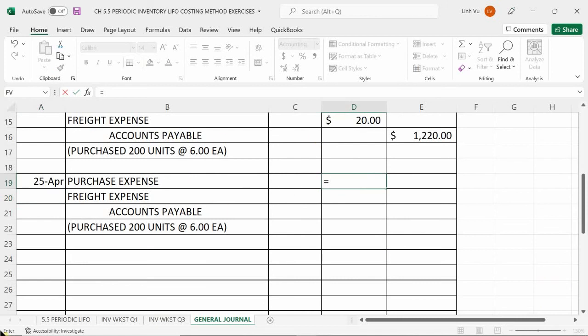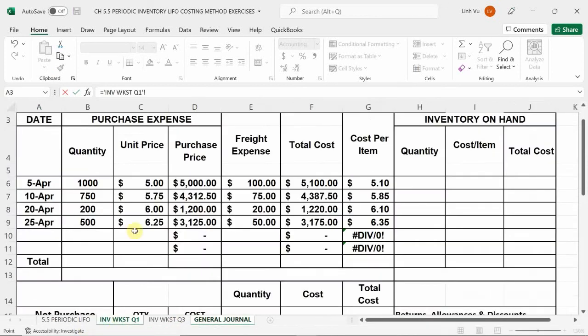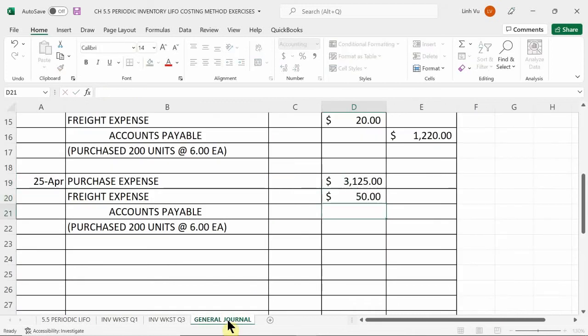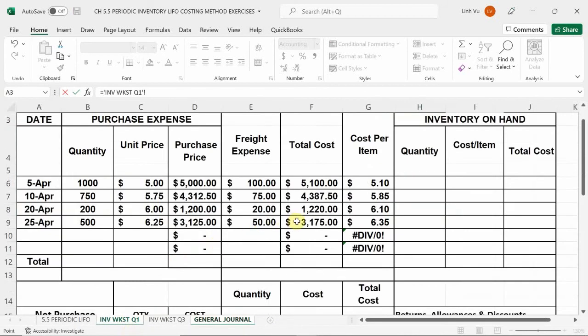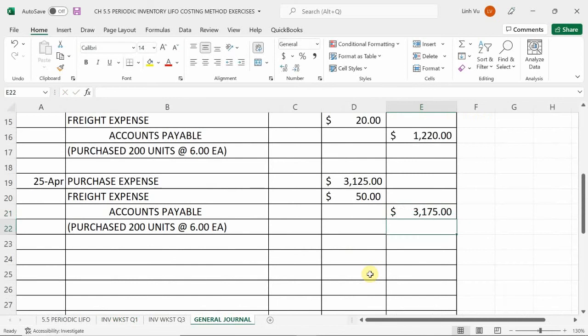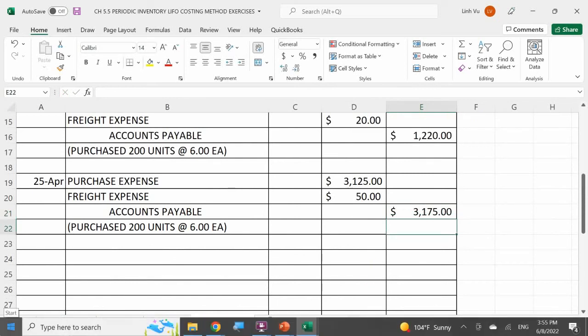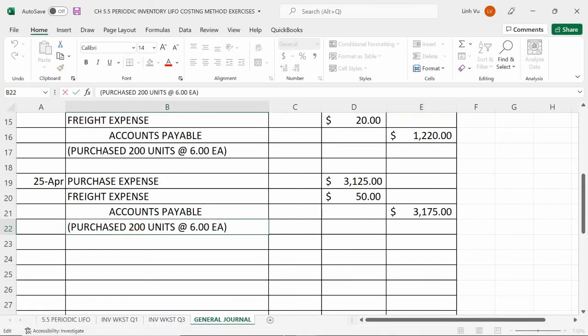Because in this case, I already solved for my purchase price, right? I calculated it to be $3,125 plus $50, right? Should give you the grand total of $3,175. Okay, so in this case, it allowed me to move a lot quicker because I already did the calculation. I don't have to calculate twice. Okay, and I just need to make a few adjustments here, such as 500 units at $6.25.